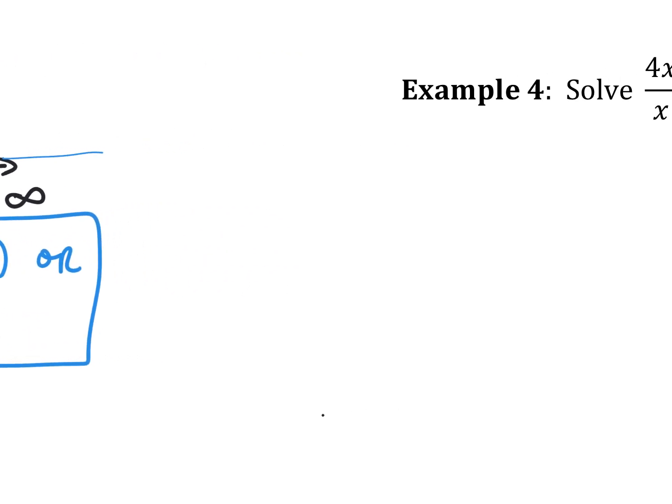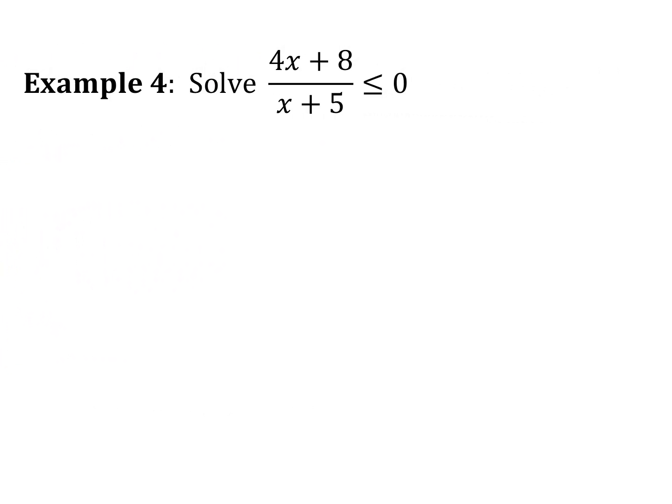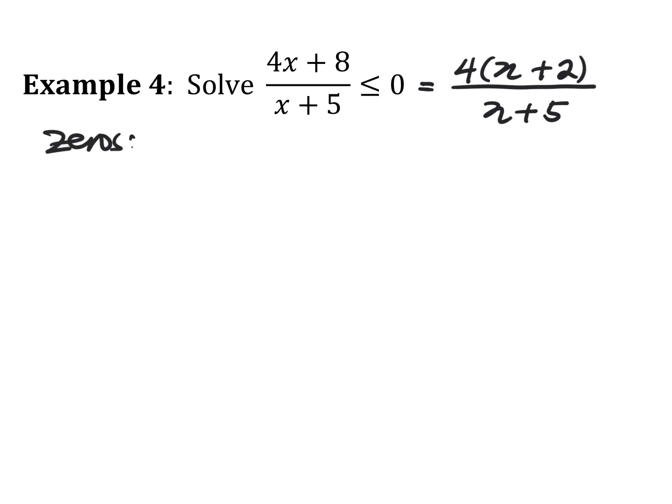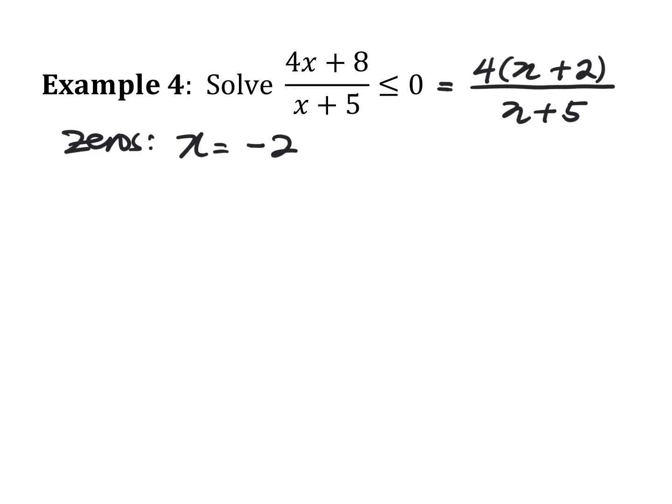Okay, so let's look at example number 4. In this example, I need to factor my numerator. 4 times x plus 2. And down is just going to be x plus 5. Let's find the zeros. There's only one zero in here. X is equal to negative 2, and the undefined part is going to be x not equal to negative 5.